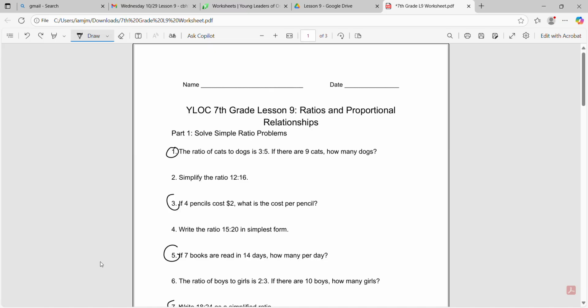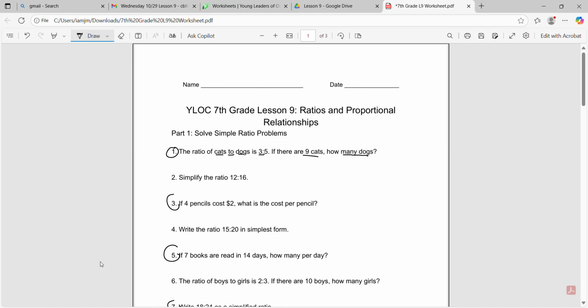Number 1, the ratio of cats to dogs is 3 to 5. If there are 9 cats, how many dogs are there? So the ratio shows the relationship between the cats and dogs. Per 3 cats, because cats is introduced first, there are 5 dogs. This is the information that the ratio is providing us. Now we have to find how many dogs there are per 9 cats.